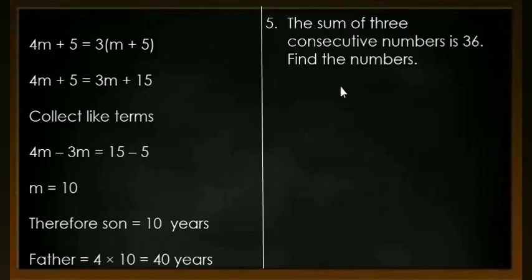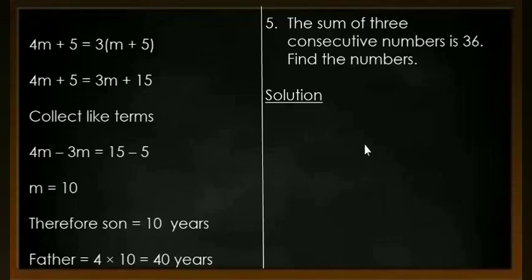Alright, so number 5, we have a question which says that the sum of 3 consecutive numbers is 36, that we should find the numbers. In order to solve this particular problem, we'll have to understand this word consecutive. When you understand this word consecutive, it helps you in solving the problem. Consecutive simply means things that naturally follow themselves one after the other.